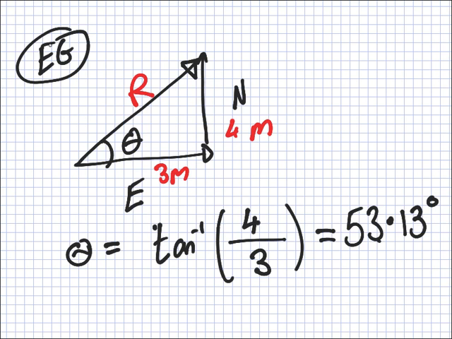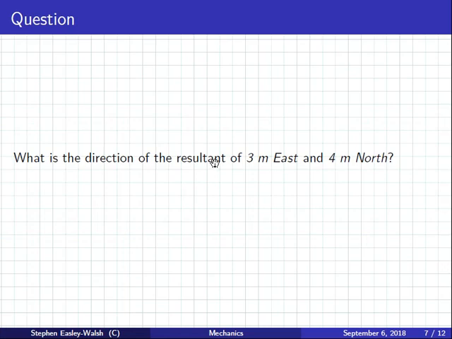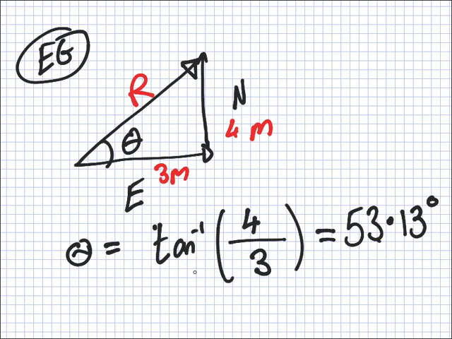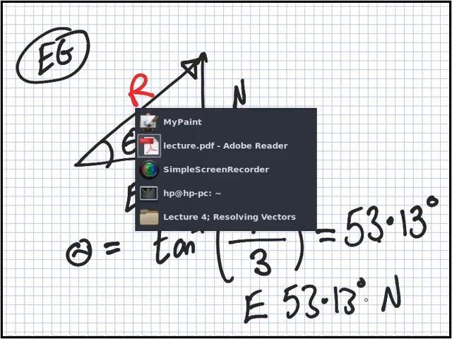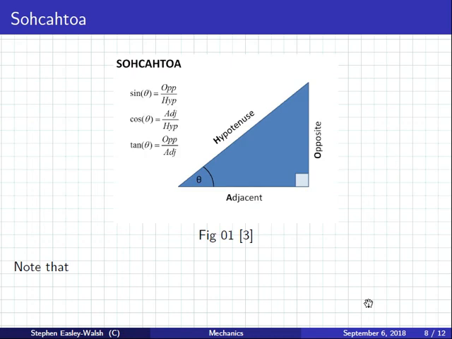Yeah? Okay. So, let's see. Direction. Oh, yeah, sorry. East, 53.13 degrees north. Okay, let's continue.